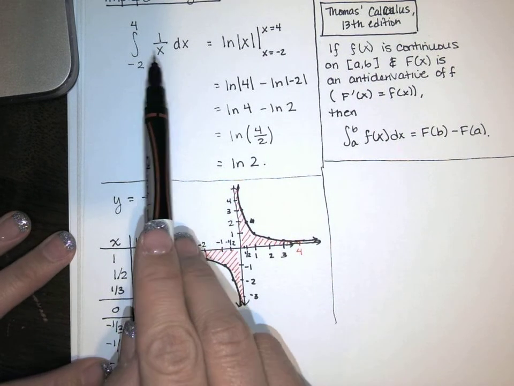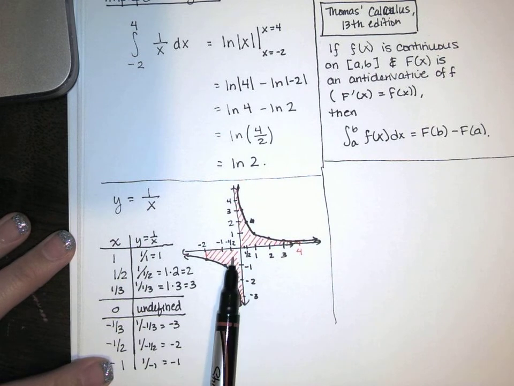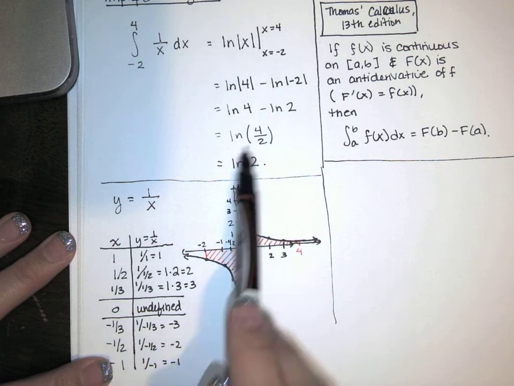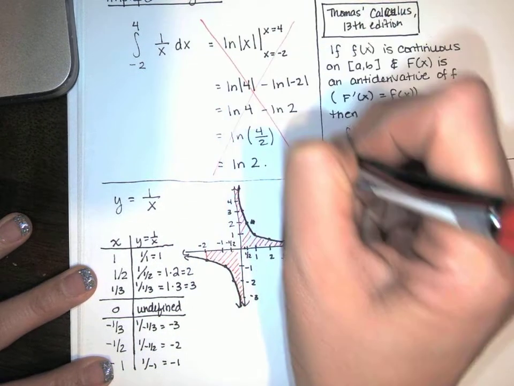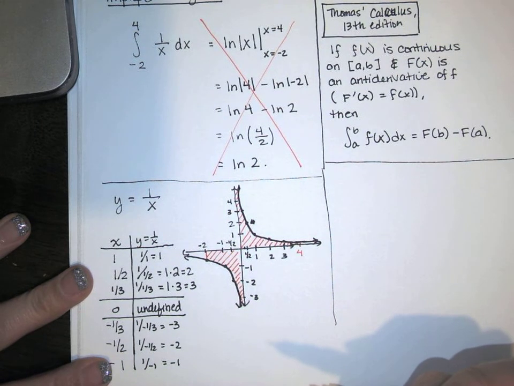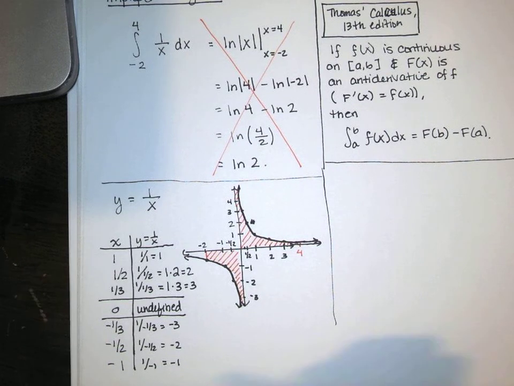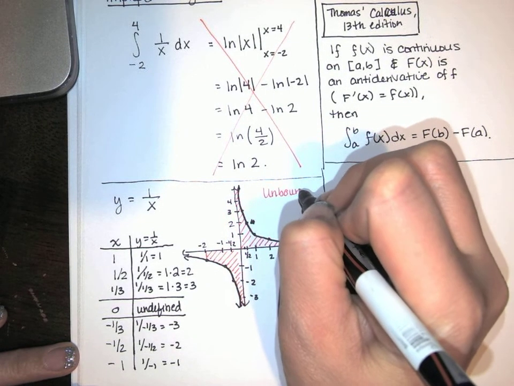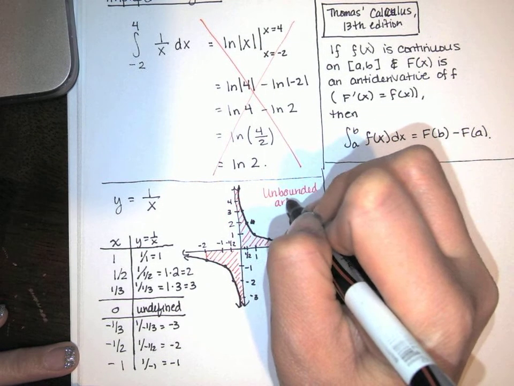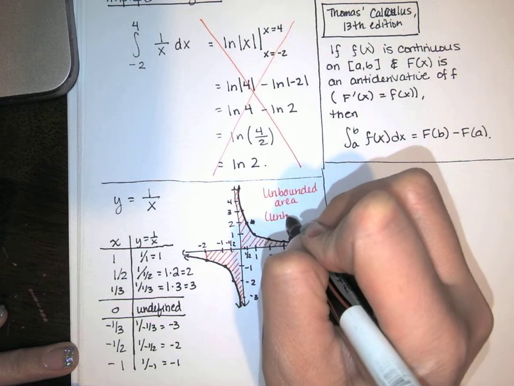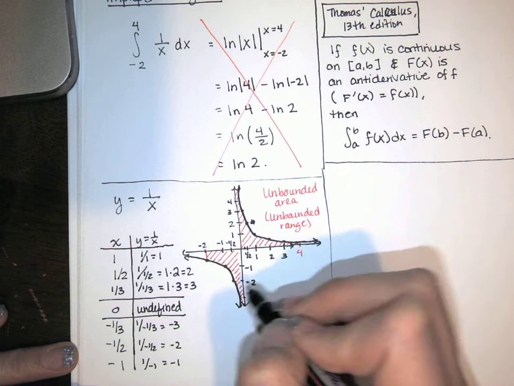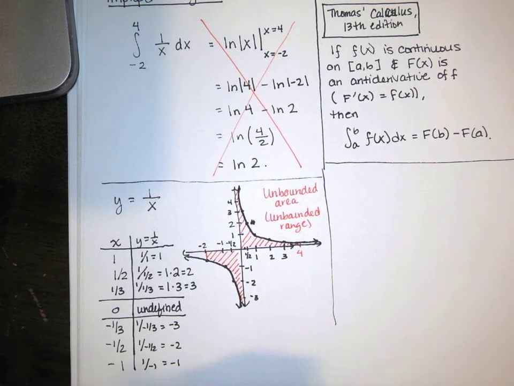Now, it might be the case that that area is finite. But since the fundamental theorem of calculus does not apply, we can't just do this. This is not legal. Don't do this. We've got to do something else. So this is one of two types of improper integrals. Here we have an unbounded area. And I'm just going to write unbounded range, because the y's go to -infinity and positive infinity.